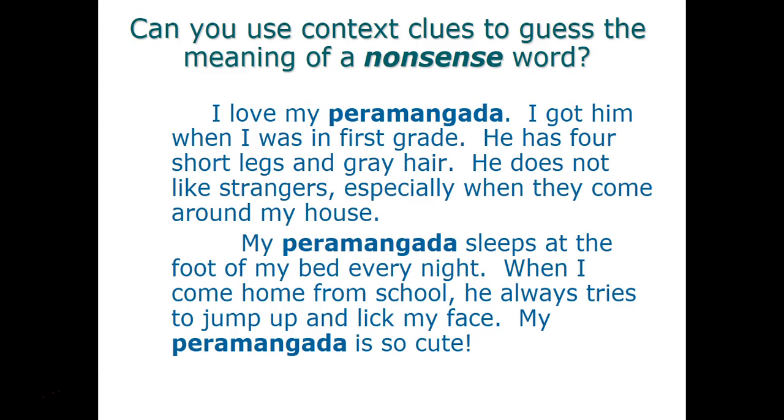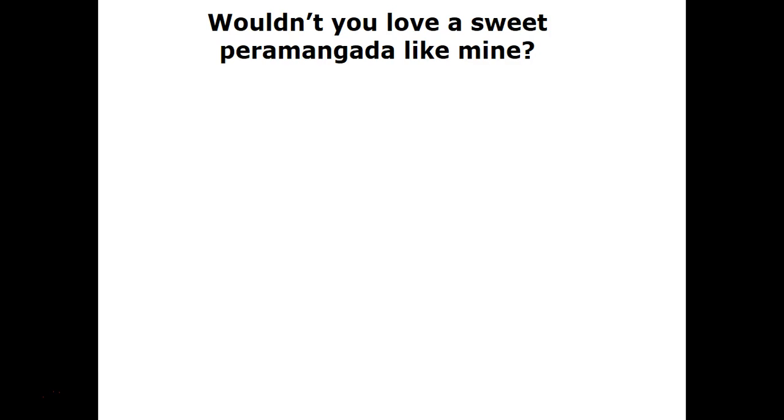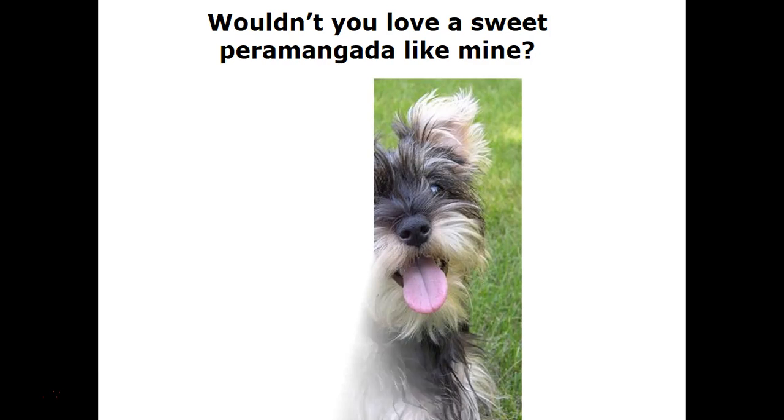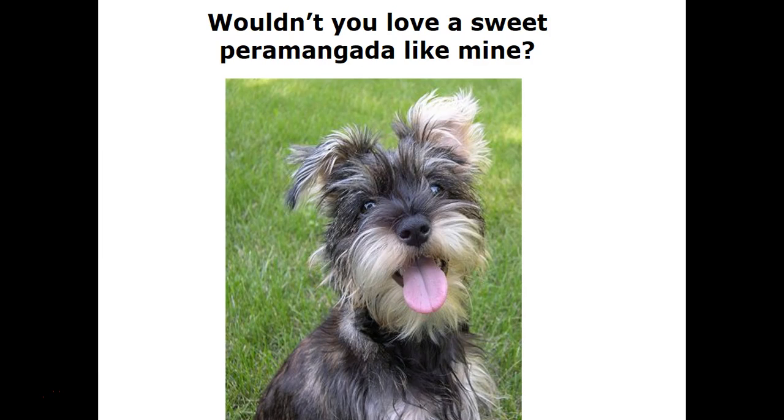I love my Paramangada. I got him when I was in first grade. He has four short legs and gray hair. He does not like strangers, especially when they come around my house. My Paramangada sleeps at the front of my bed every night. When I come home from school, he always tries to jump up and lick my face. My Paramangada is so cute. So what's a Paramangada? It's a puppy, right? There were some clues within there. Licked my face, he's gray and cuddly. Those things gave you clues to what it is.